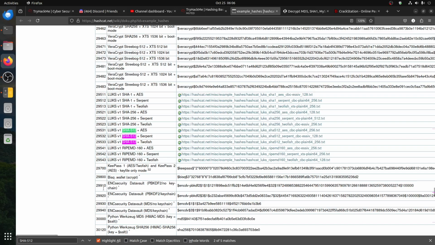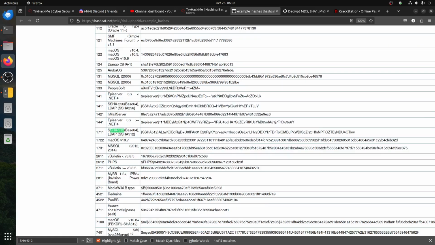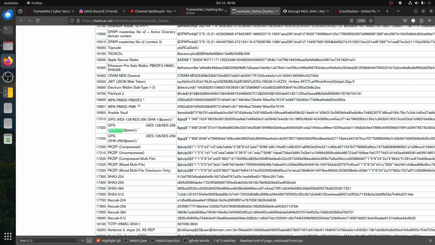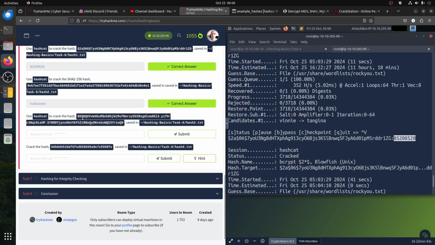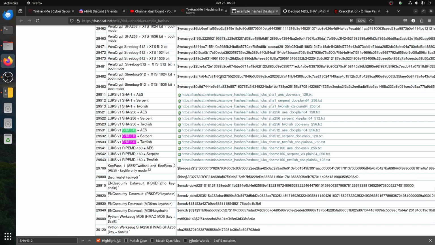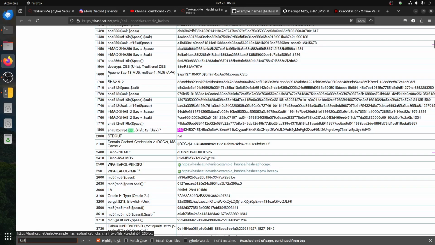Serpent, Twofish, base 64, GPG. Okay, I did this room and then I forgot. Let's see if we get the $6 search about it. No, the G. Ah, this. Yeah, why couldn't I find it with a couple of letters?